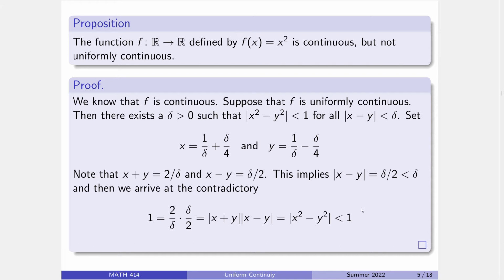So this is exactly how I did it, by the way. I started with x squared minus y squared. I factored it out, and I went, all right. If we were uniformly continuous, then I can make this less than 1. And then I was like, alright, how do I make this product equal 1? And then I just basically did something like this.